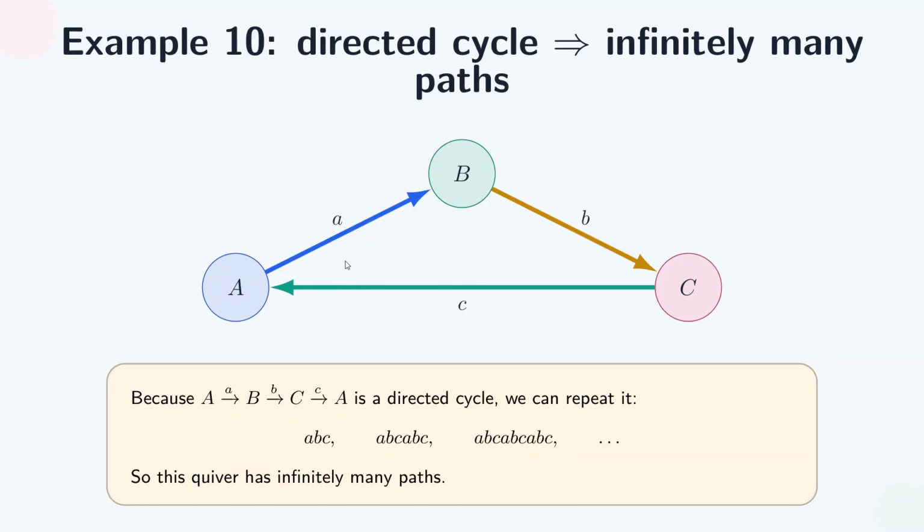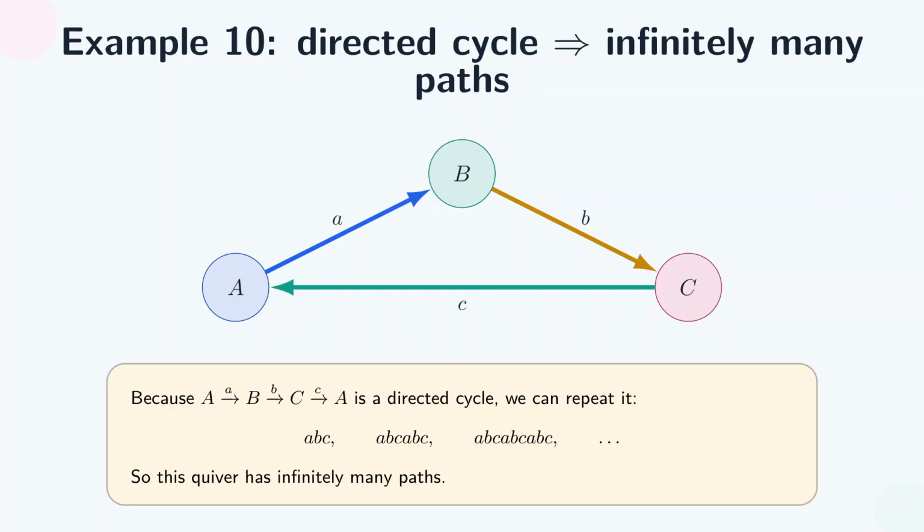Here we do not have a loop at one vertex, but we do have a directed cycle. That means we can start at one vertex, follow arrows through other vertices, and eventually come back to where we started. For example, we may go from A to B, then from B to C, and then from C back to A. That already gives one path around the cycle.